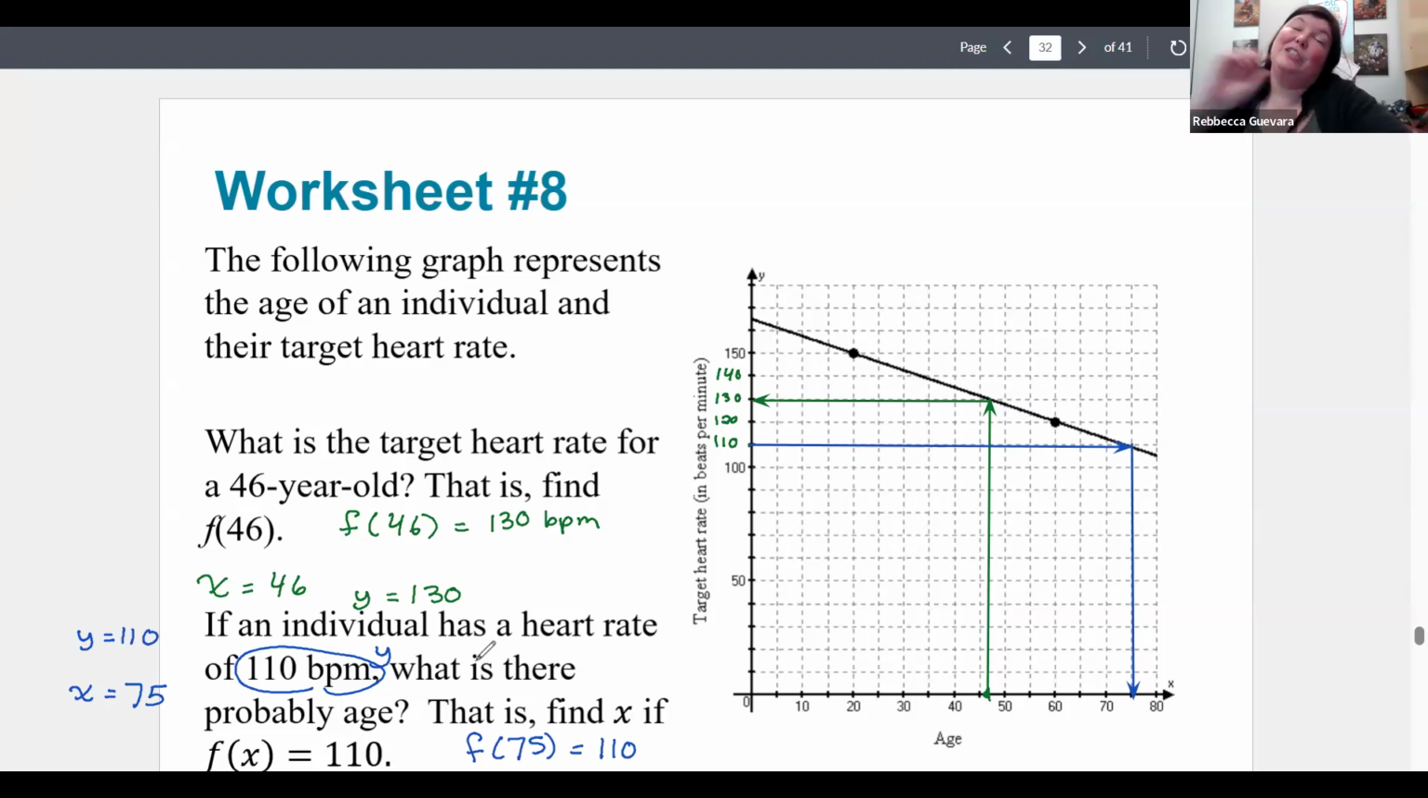Okay, I was reading this. This is a target heart rate for exercise. So this is the heart rate we want them to be at. Their heart rate altogether should go up, but it's the target heart rate. The younger you are, the higher the target heart rate we want to hit while exercising.